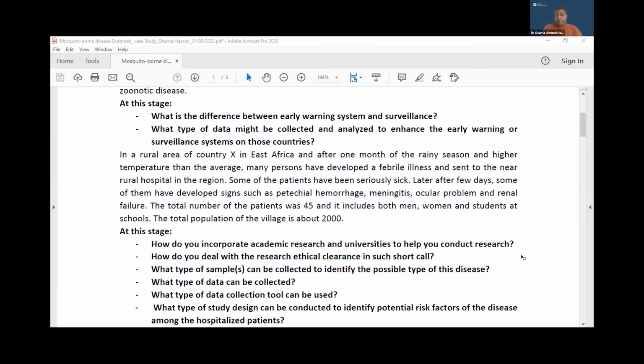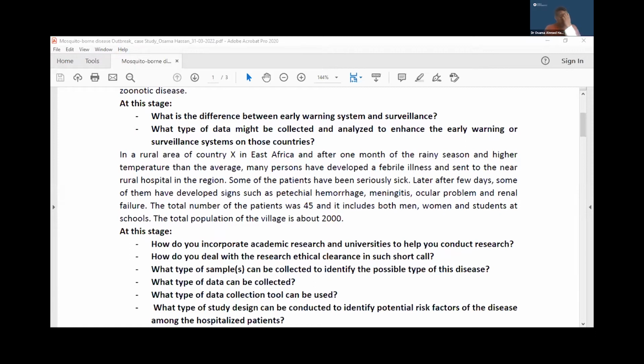And what other type of data can be collected at this stage? In addition to the biological samples, yes, blood and urine samples. Thanks, you are active in the chat. Yes, demographic data. Thank you so much. Indeed, at this stage we need to collect demographic data from the patient.